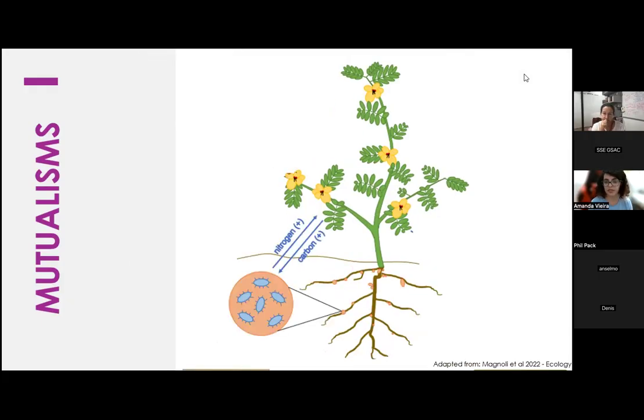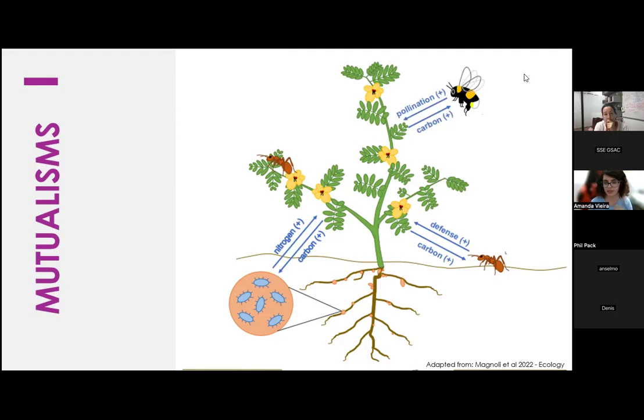For instance, they can have interactions with rhizobia or mycorrhiza on the roots, and they exchange nitrogen and provide carbon for these mutualistic partners. They can interact with ants. Ants confer defense to plants against herbivores, and in turn, plants provide carbon or nectar for ants. And they also interact with pollinators, angiosperms interacting with pollinators. They provide nutritional rewards, nectar, pollen, oil, and they get the transfer of the gametes.